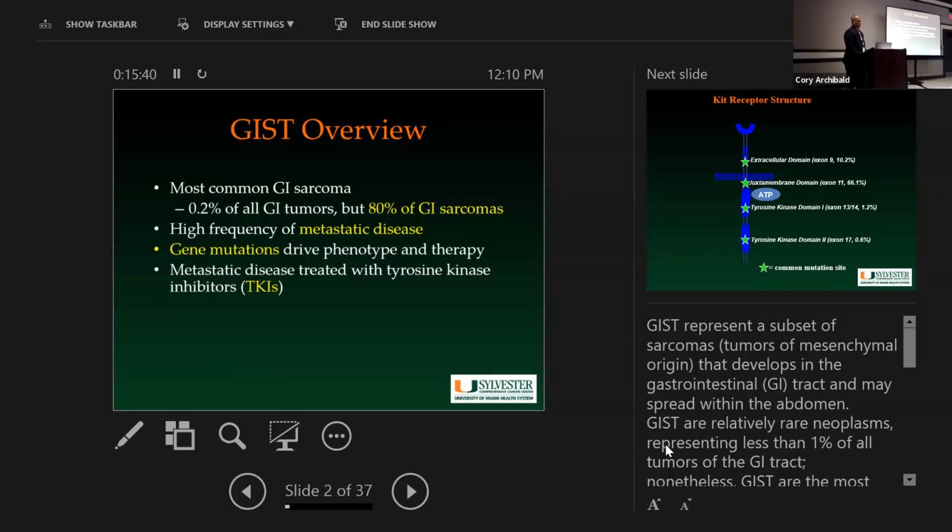GIST has really, I think, helped the world learn a lot about solid tumors and solid tumor biology, particularly with these very strong driver mutations. And metastatic disease is typically treated with tyrosine kinase inhibitors.